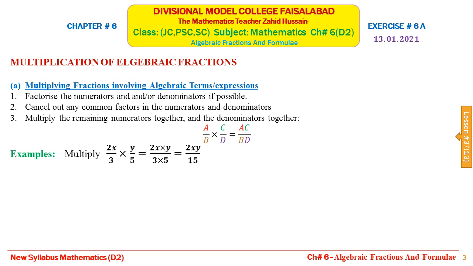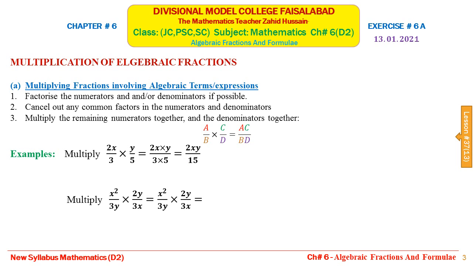The examples are: if you are asked to multiply 2x over 3, one fraction, with another fraction y over 5. First we will factorize, because these two fractions involve terms only. We cancel common factors, but nothing is cancelled in the numerator and denominator. So we will multiply numerator with numerator, 2x with y, and denominator with denominator, so that is 3 multiplied by 5. So our final answer is 2x multiplied by y, which gives 2xy, and 3 multiplied by 5 is 15. So the answer is 2xy over 15.